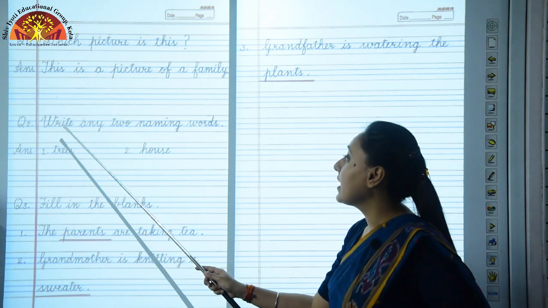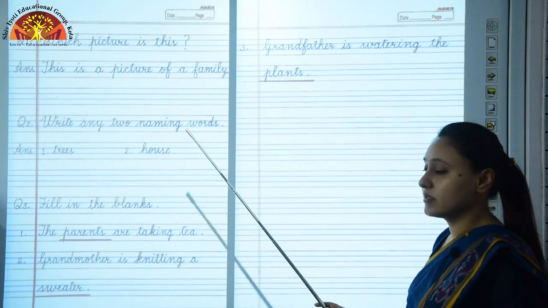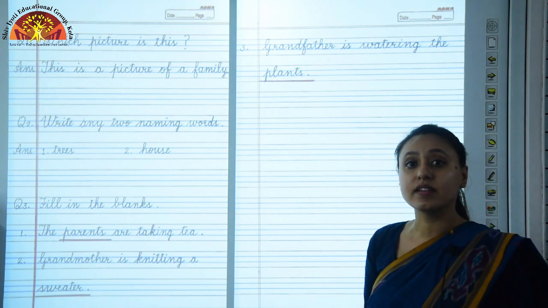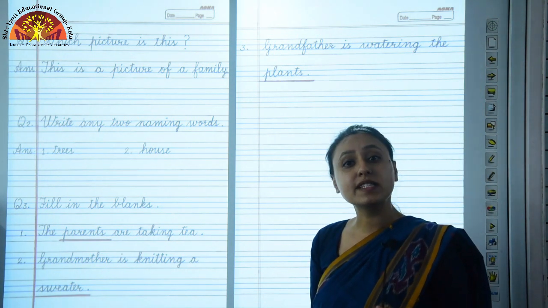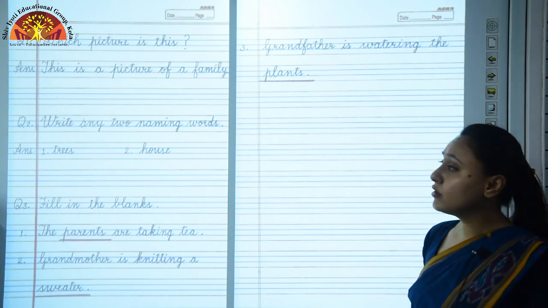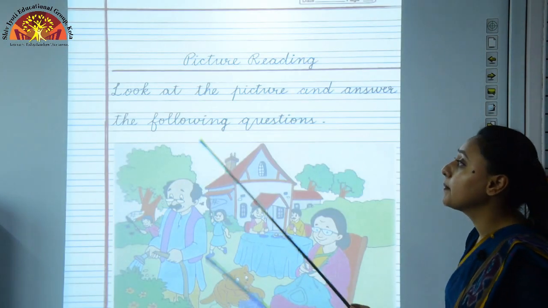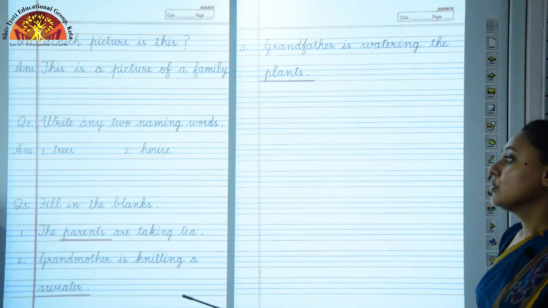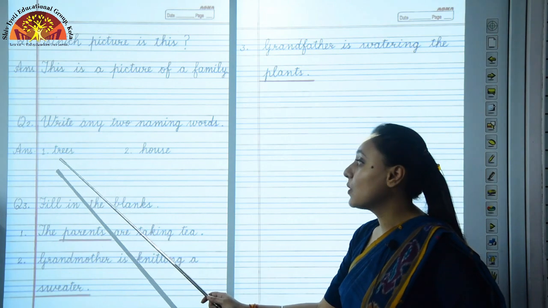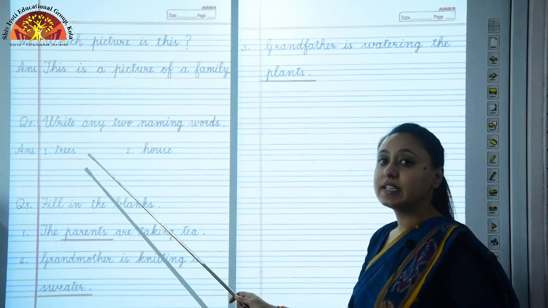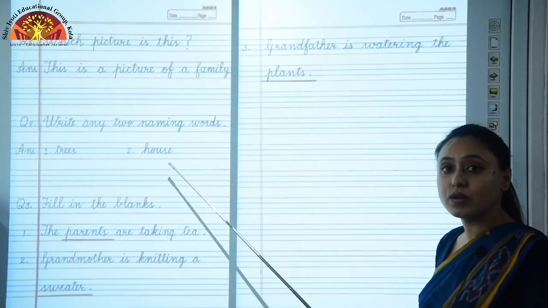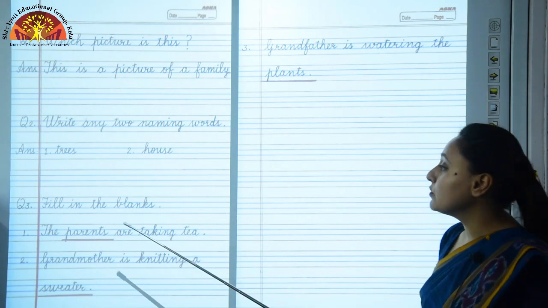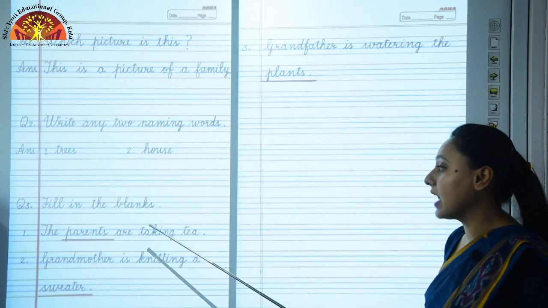Now number 2. Question number 2, write any 2 naming words. So children, you already know what naming words are. Naming words are the name of a person, place, animal or thing. So children, look here at the picture. There are many naming words here, but you have to choose any 2. So 2 naming words are, number 1 is trees, T-R-E-E-S, trees. Number 2 is house, H-O-U-S-E, house.